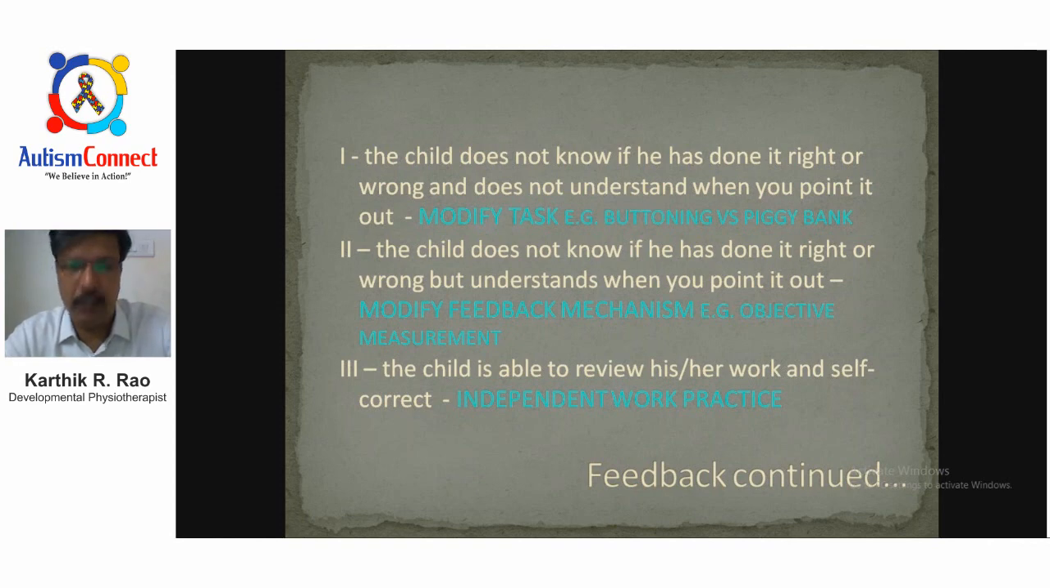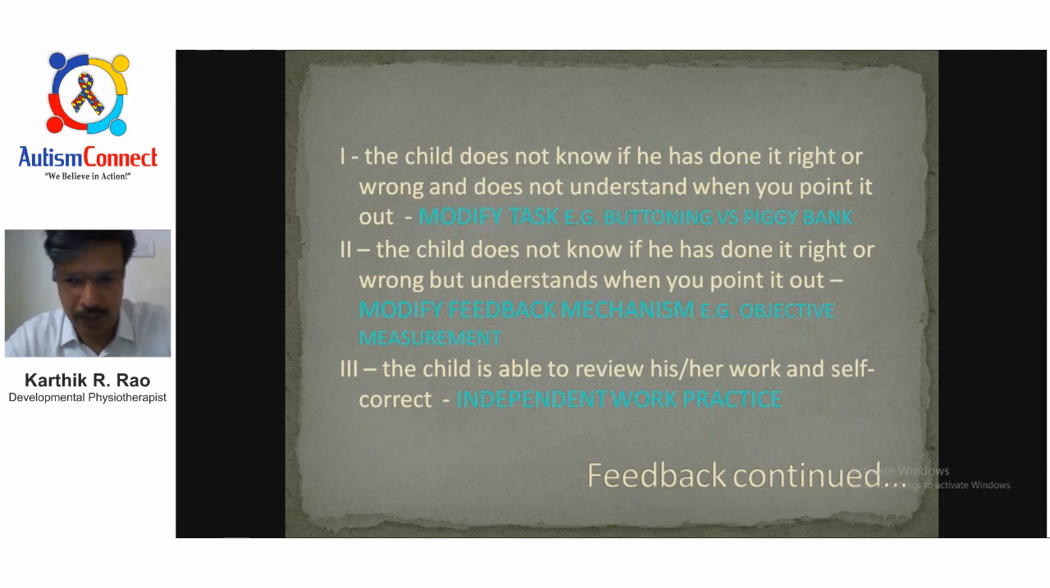Then you're done with it. If you're wrong, I'll have to give you one more sum. Try to make it much more objective so that the child does not feel that he's being vindicated, and you're trying to just make him sit longer and longer. Or the third category is in which the child is able to review his or her work and is able to self-correct.